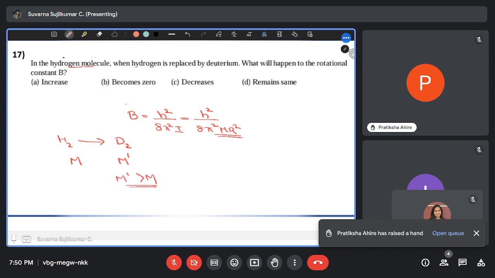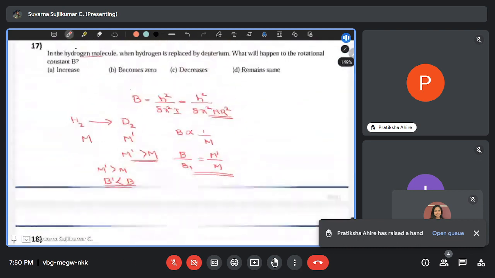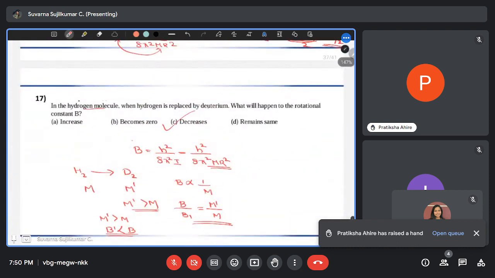So what is the relationship between the rotational constant and molecular mass? It's inversely proportional. So B divided by B dash equals m dash divided by m. It is an inverse relationship. Since m dash is greater than m, B dash will be less than B. So what happened? It will decrease. Correct.